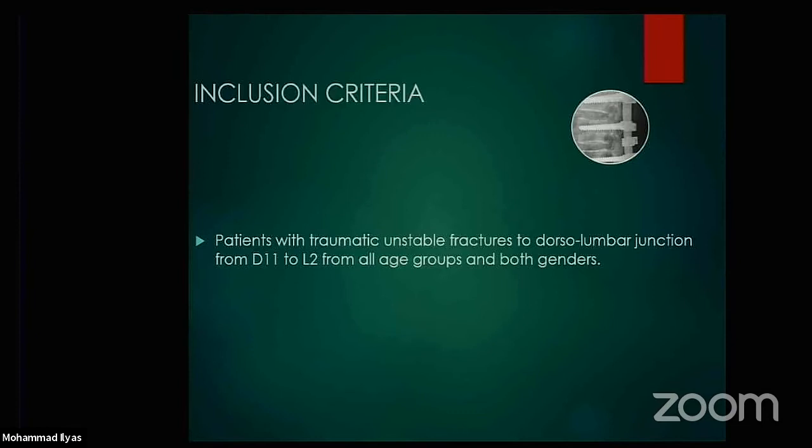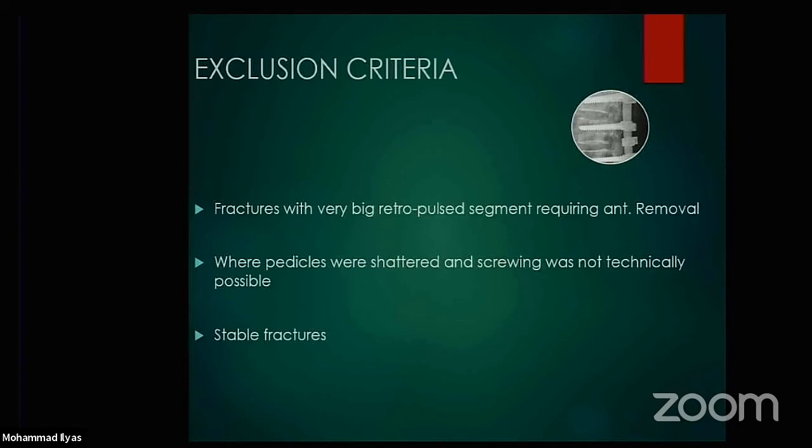Patients with traumatic unstable fracture at the dorsolumbar junction from D11 to L2, of all age groups and both genders, were included in this study. Patients who had a fracture with a very retropulsed segment requiring anterior removal, where the pedicles were shattered and screwing was not technically possible, and those patients who had a stable fracture were excluded from this study.